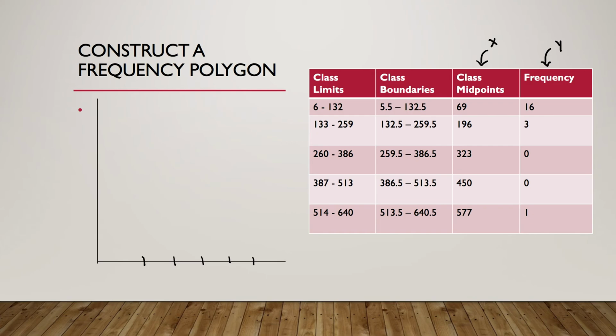All right, so once I do that, then I'm going to put the numbers underneath. So my first midpoint is 69. Then I have 196, 323, 450, and 577. And remember that you need a label, and if you know what your data represents, then you can use that. If you don't, then you should just put class midpoints.